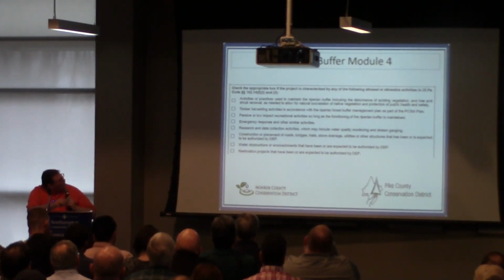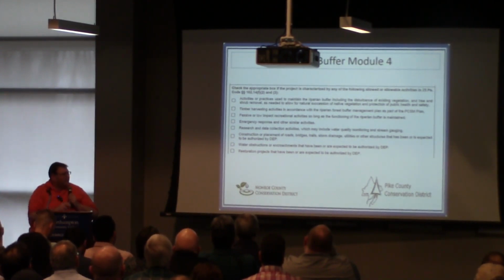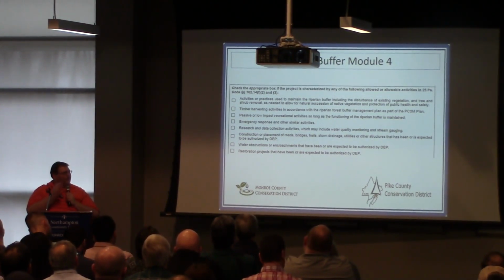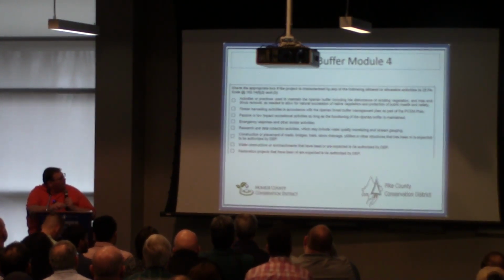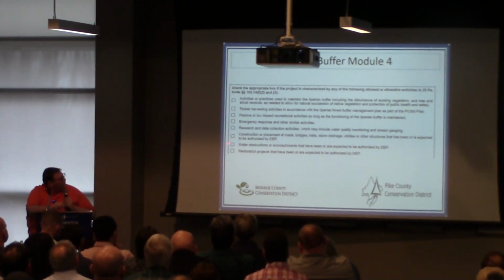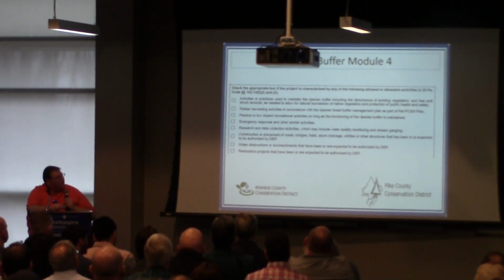So these are the allowable activities, again, as defined in 102.14. There's nothing new here. These have been allowable activities. They are allowable activities, as are the exemptions that we just went through. Probably the biggest ones that we see are these two: restoration project and then water obstruction encroachments. And so basically, if you're getting a 105 permit, those areas within the 105 jurisdiction come out.